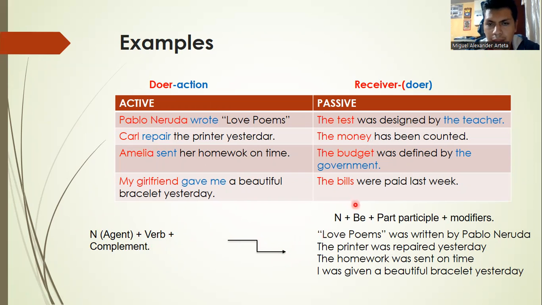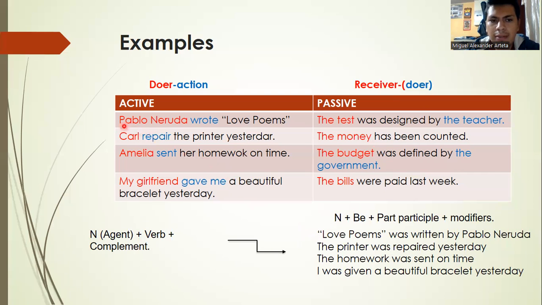Because in the passive voice, first is the noun, that is the direct object, okay? Not the subject, not the doer, okay? First is the noun, that is the direct object, plus be, plus the participle, and the modifiers that are in the complement, okay? So paying attention to this part, in the passive voice, we highlight the receiver. First, we have to pay attention to the direct object.